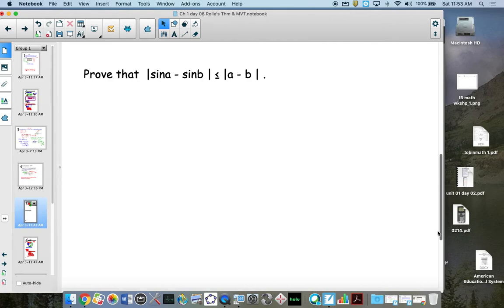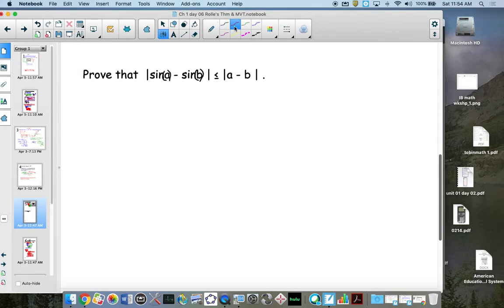Prove that the absolute value of sine of A minus sine of B is less than or equal to the absolute value of A minus B. So how the heck does this even remotely deal with the mean value theorem? I have no idea. I'm just kidding.